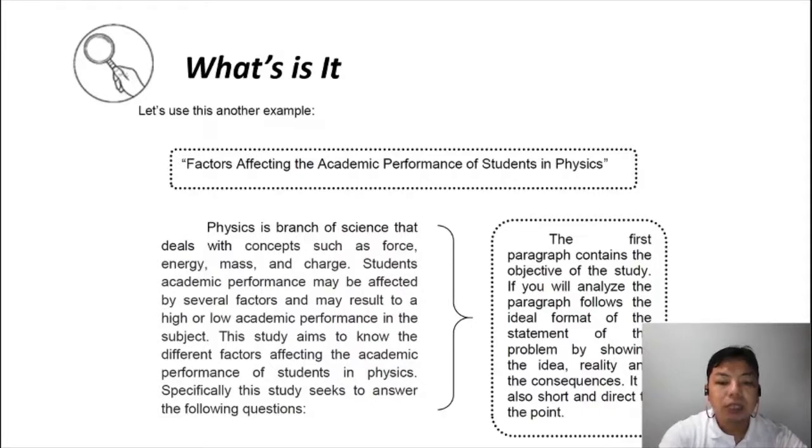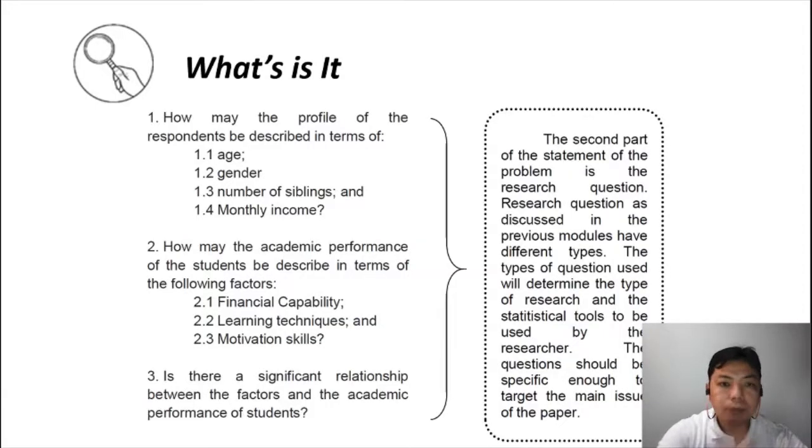Now, for the second part of the statement of the problem, makikita naman natin dito yung set of research questions. So we have three research questions. The first one is, how may the profile of the respondents be described in terms of age, gender, number of siblings, and monthly income? Number two, how may the academic performance of the students be described in terms of the following factors: financial capability, learning techniques, and motivation skills? And number three, is there a significant relationship between the factors and the academic performance of students?